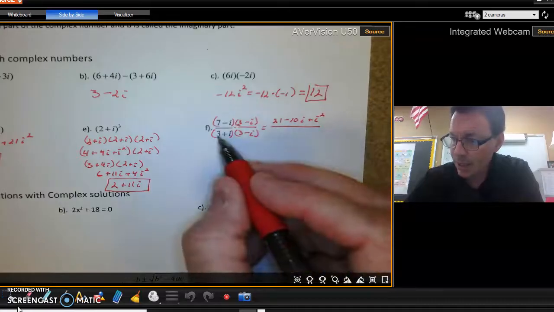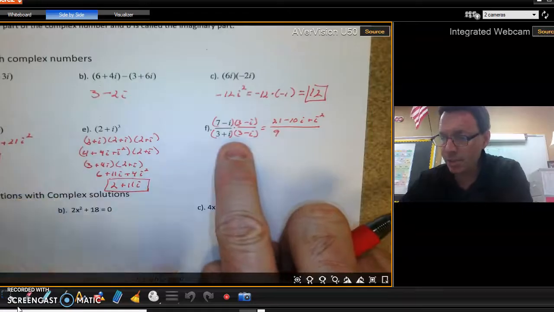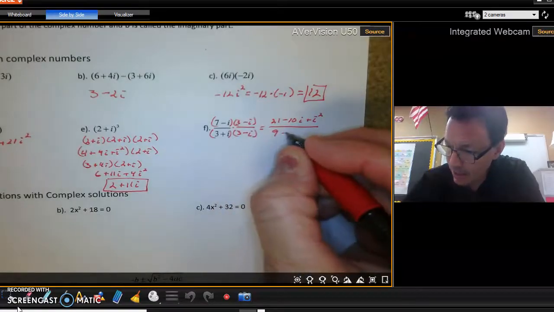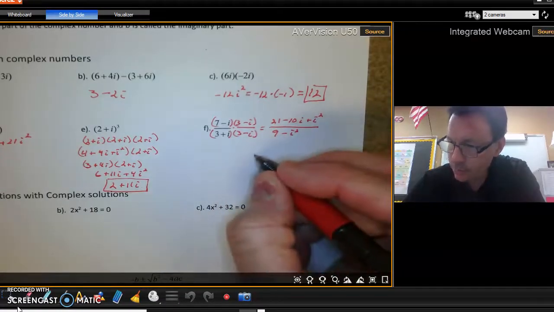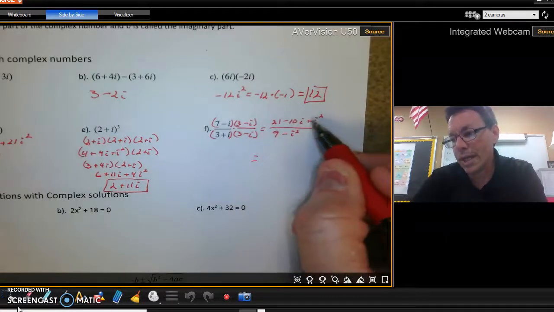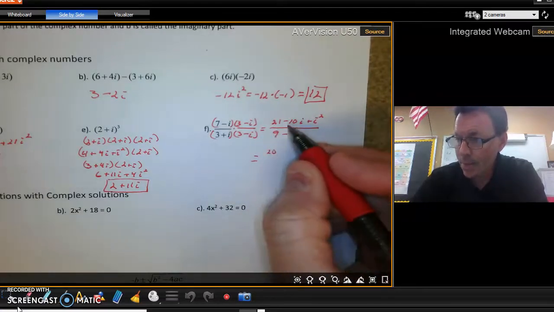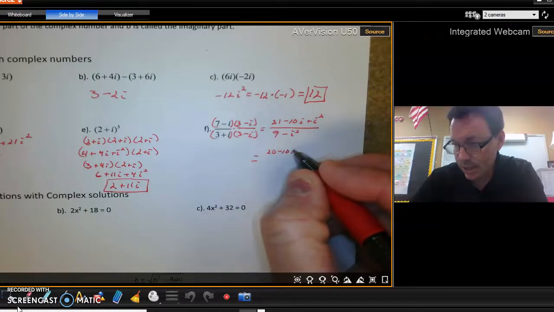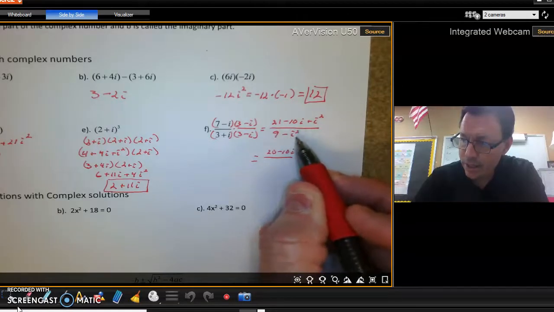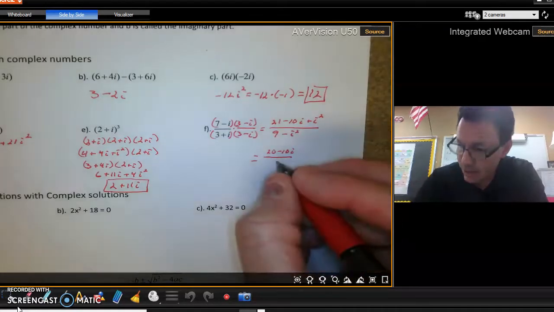Now, on the bottom, I'm going to get 9. But then I'm going to get minus 3i, and then I'm going to get plus 3i. So the middle part's going to cancel. And then I'm going to have minus i squared. But the i squareds can be simplified because they're really negative 1. So 21 minus 1 is 20. Minus 10i is, well, minus 10i. And then again, i squared is negative 1. So this is really 9 minus negative 1, or 9 plus 1. So that's 10.